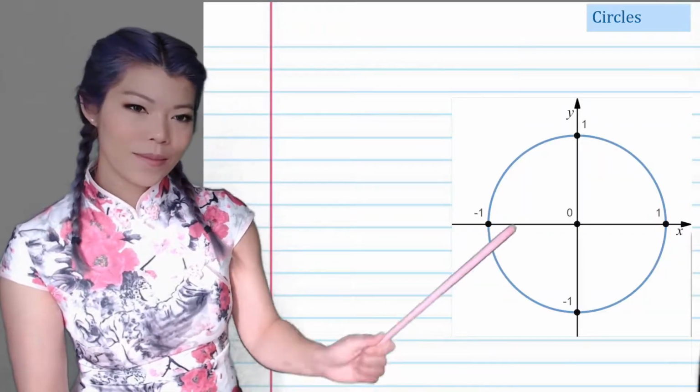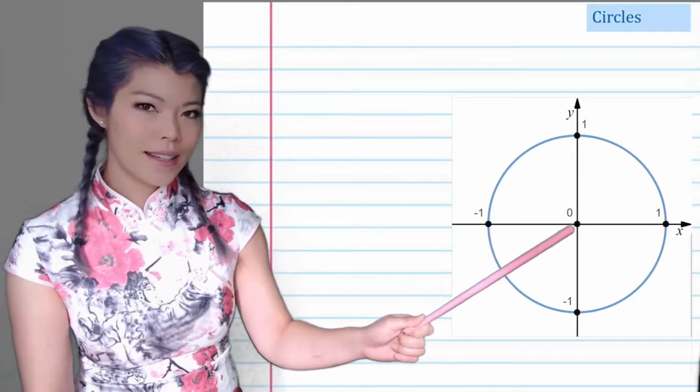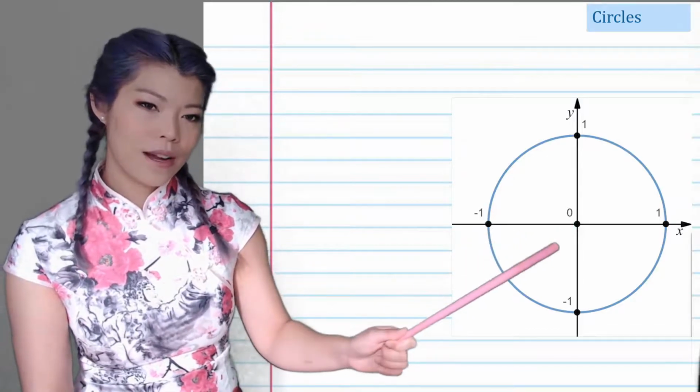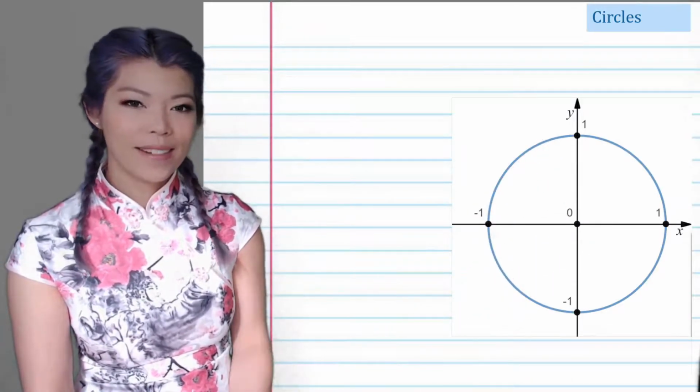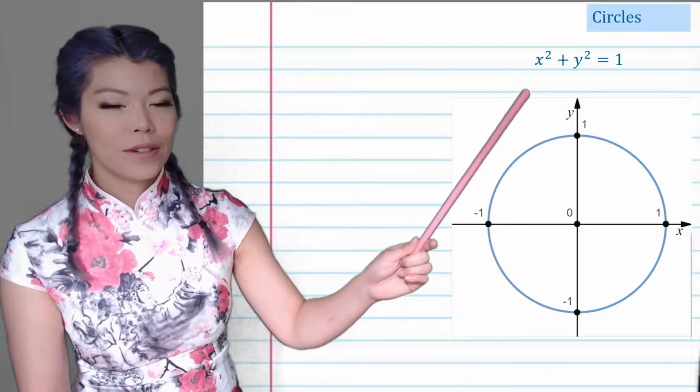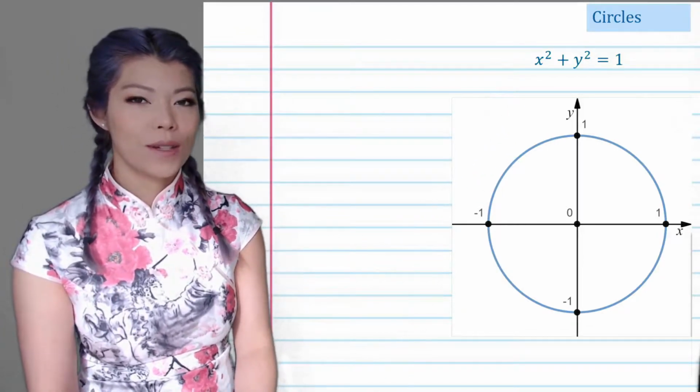Here's a circle, and what do we notice about this? There's a center at 0, 0, and it has a radius of 1. The equation for this circle is x squared plus y squared equals 1.